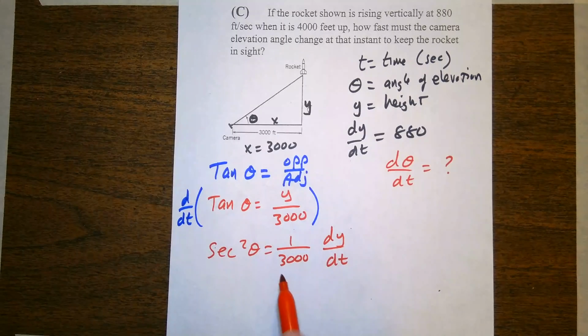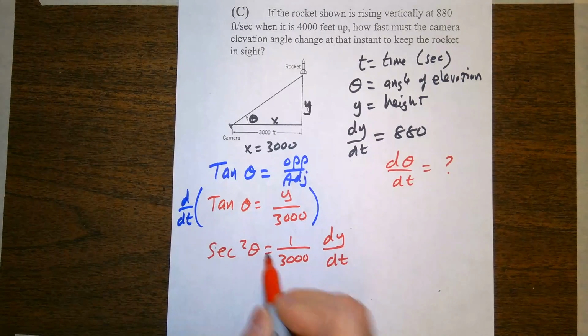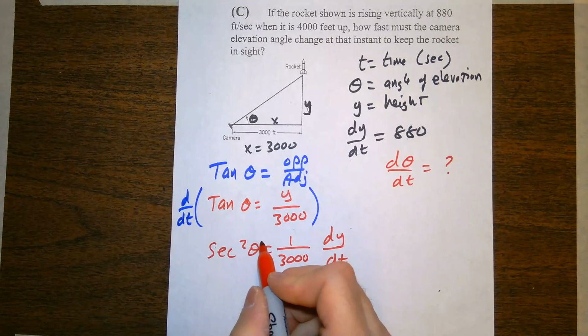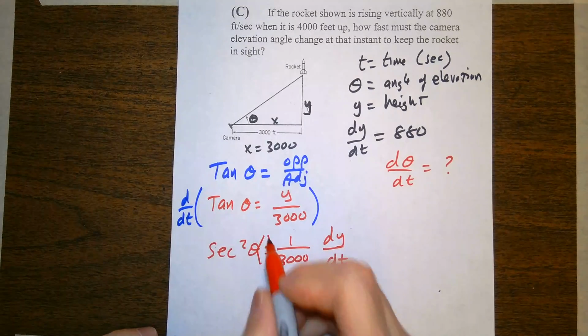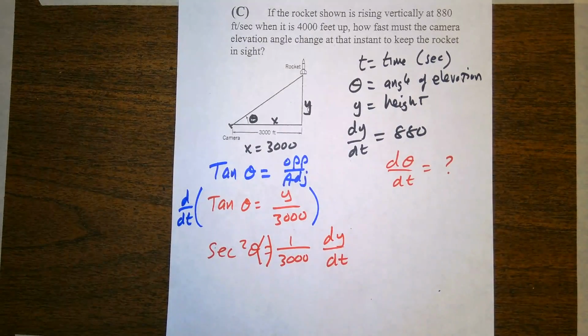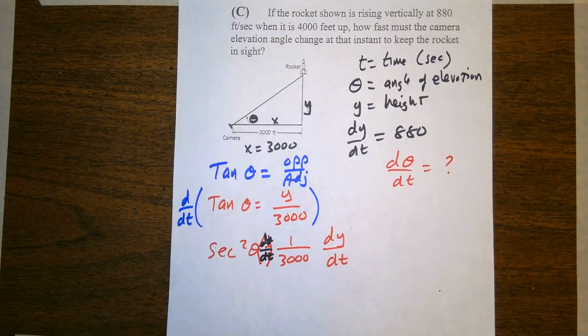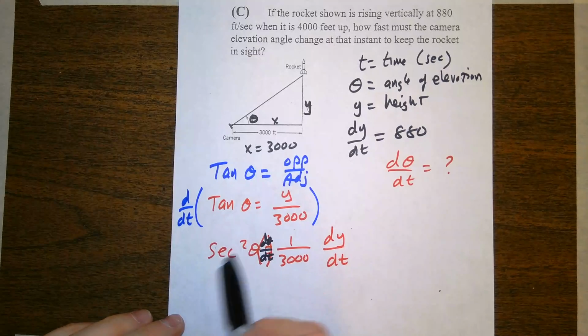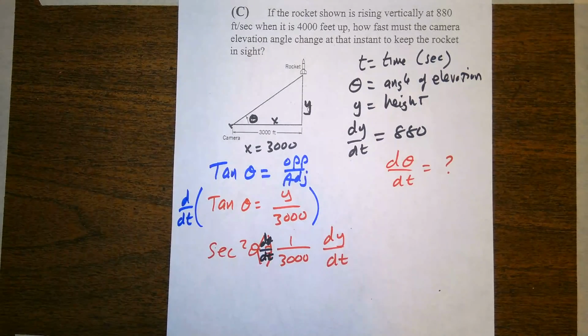So now take a look at this. Oh, you know what I forgot here? I forgot the d theta/dt here, haven't I? This is secant squared times d theta/dt. So in here, very important, I want to put in d theta/dt. Very, very important, because the derivative of tangent is secant squared theta times d theta/dt. And of course, that's what it's all about. That's what I'm trying to find. Equals that, solving for d theta/dt.